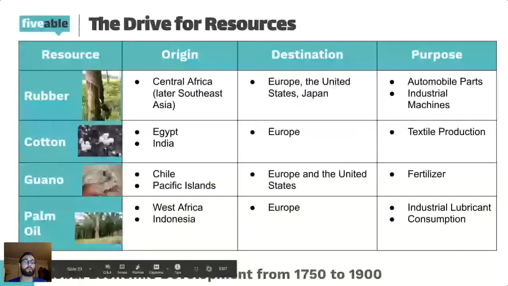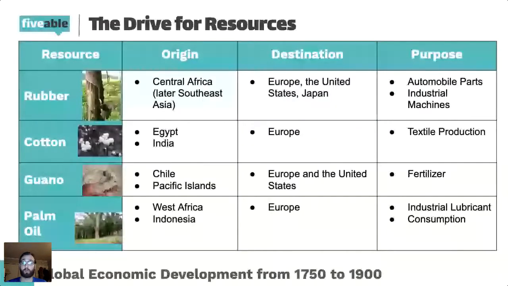And so we've already pointed out rubber and palm oil, both of which were super important for industrial production, right? Prior to the easy availability of oil from under the ground, palm oil was the best thing we had in order to make industrial machines run. So it was very helpful.